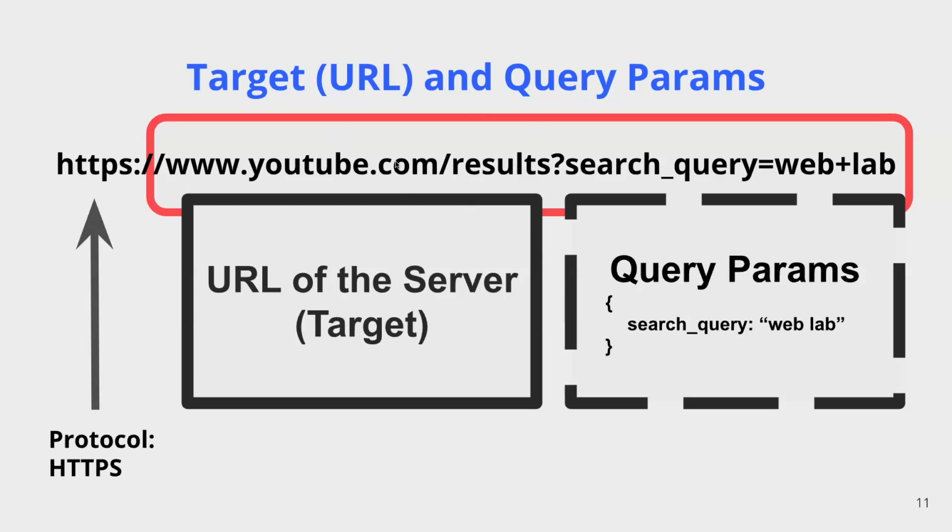So you can find the query parameters right after this question mark. So whenever you type in a URL, and you might have noticed that sometimes this URL has a question mark in it, everything after this question mark is going to be the query parameters. So this is what you need to know for a target URL as well as the query params.